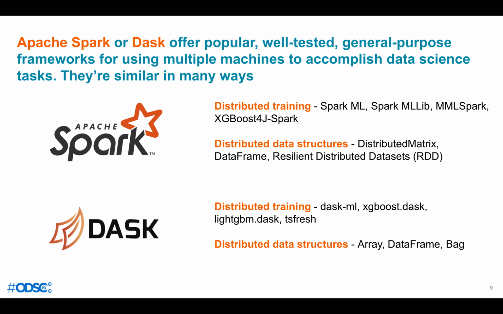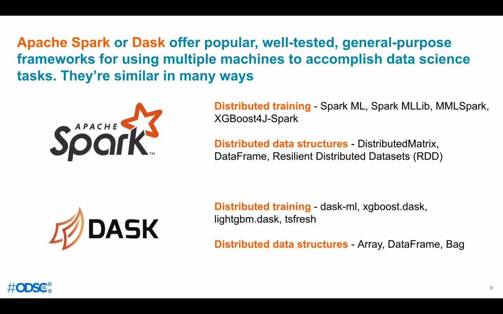What I want to talk to in the next couple minutes, the next couple slides, is how Dask works, and I want to explain how Dask works by comparing it to Apache Spark. And then later in the talk, we'll go much more into detail on how Dask works. First I want to start by saying that Dask and Spark are very similar in a lot of ways, and in two particular ways that are really important to machine learning workflows. So both Dask and Spark offer options for doing distributed training.